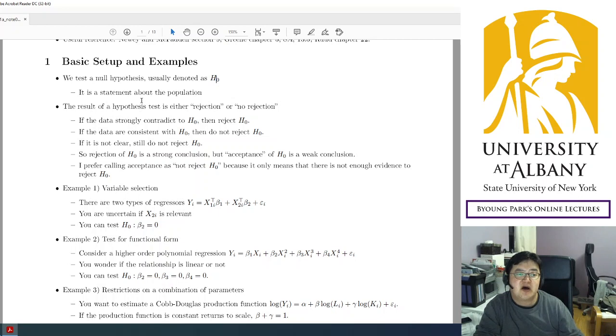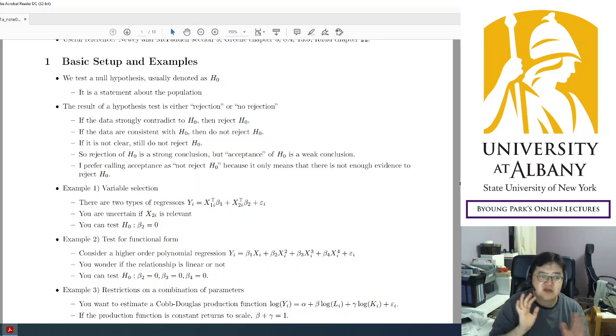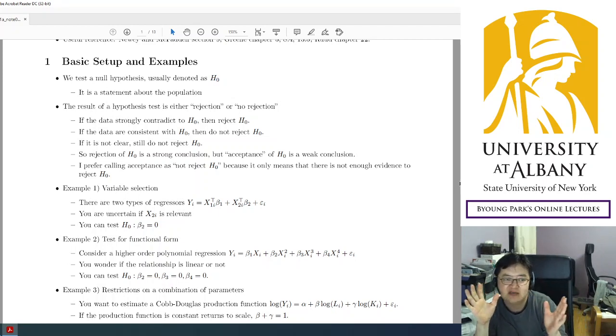The result of a hypothesis test is always either rejection or no rejection. It is a yes or no question. That's the key difference from estimation. Estimation is an open question: what is the mean? What is the probability? But in hypothesis testing, you have a specific hypothesis, and your question is a yes or no.